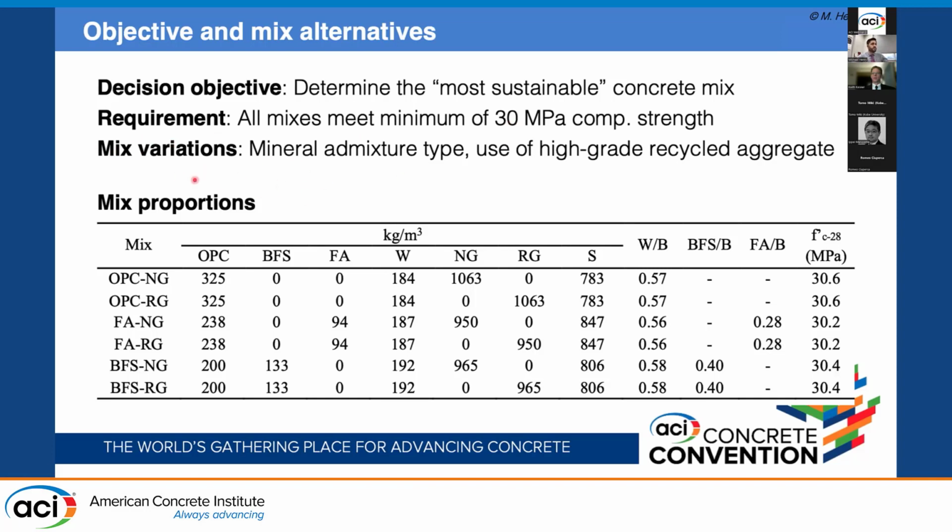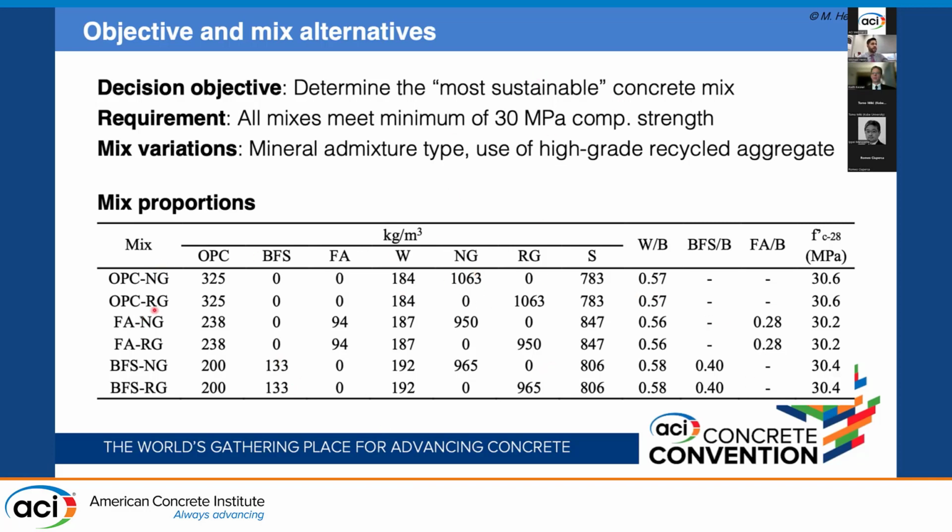And how are we getting these different alternatives? Down here we have the mix proportions of 6 different concrete mixes. These all meet this 30 megapascal strength at 28 days, as shown here. What we see is that one thing varying is the mineral admixture type. The first 2 mixes use just ordinary Portland cement. The second 2 mixes use a little bit of fly ash. And the last 2 mixes use some blast furnace slag.